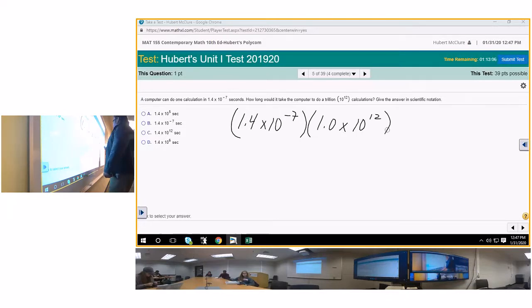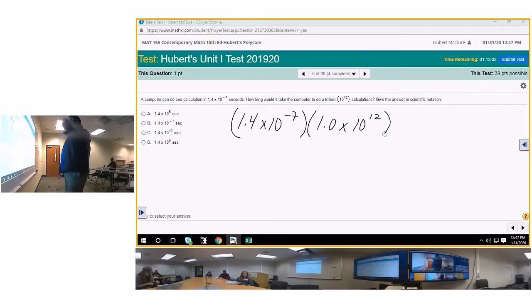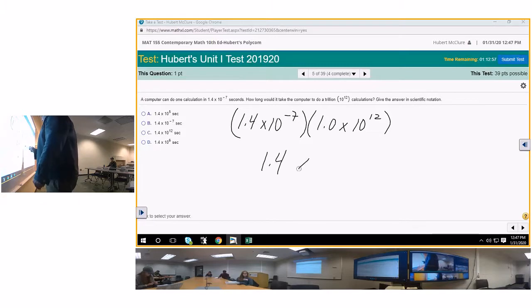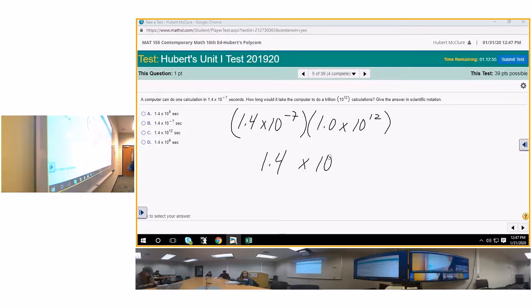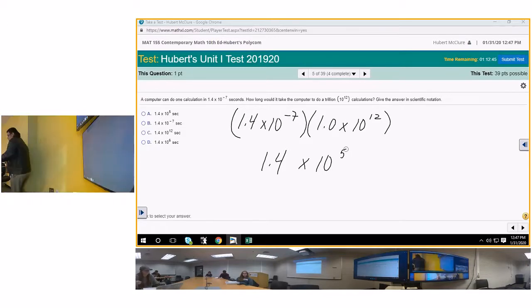And as I promised, I would do the first part for you. 1.4 times 1 is 1.4. There you go. Now, what is negative 7 plus 12? And that's your answer. Sorry about that. I had a brain bubble. I was thinking of the other when you divide.